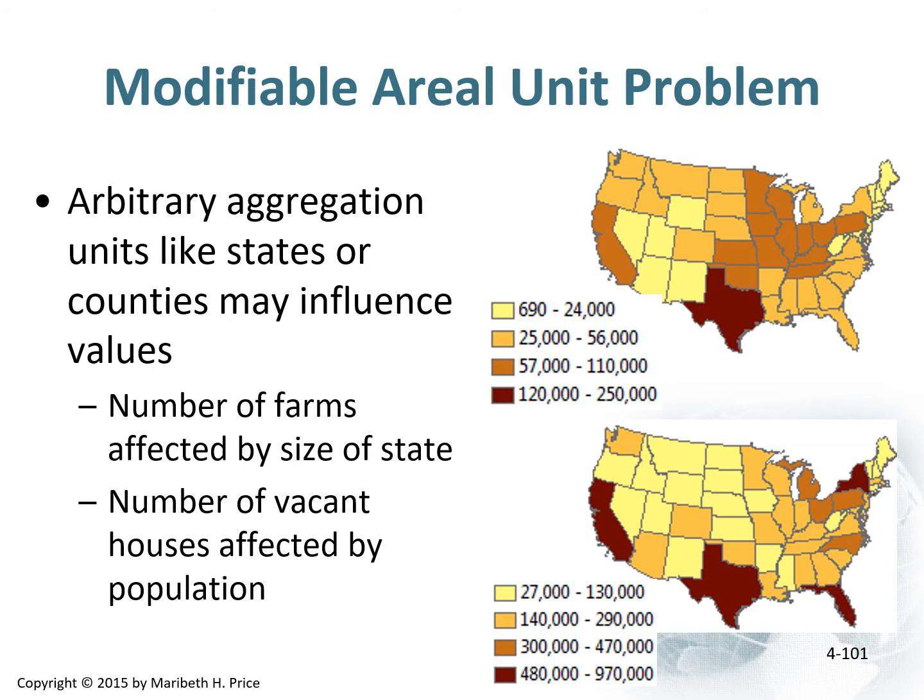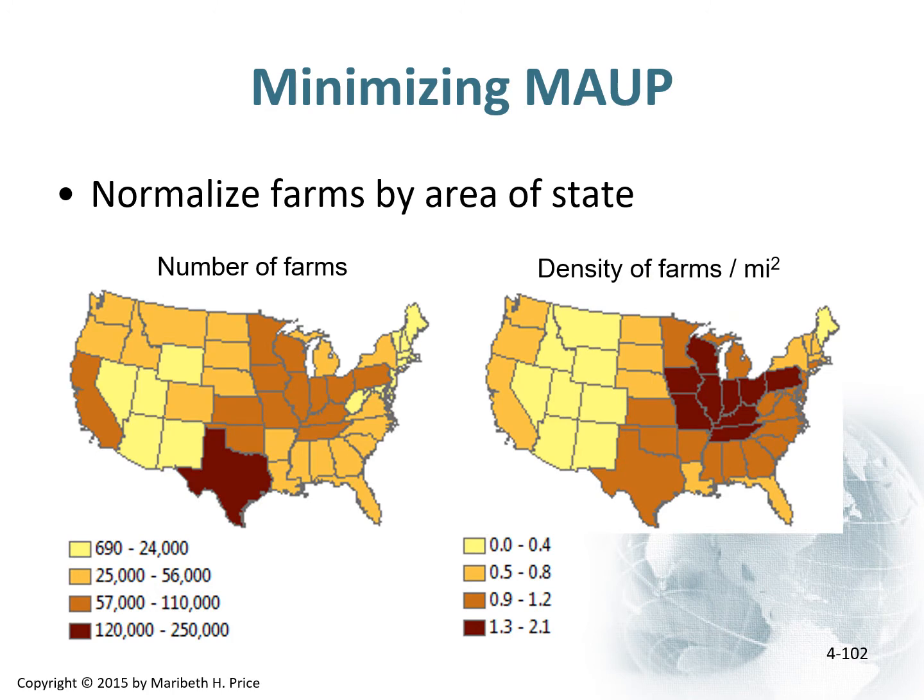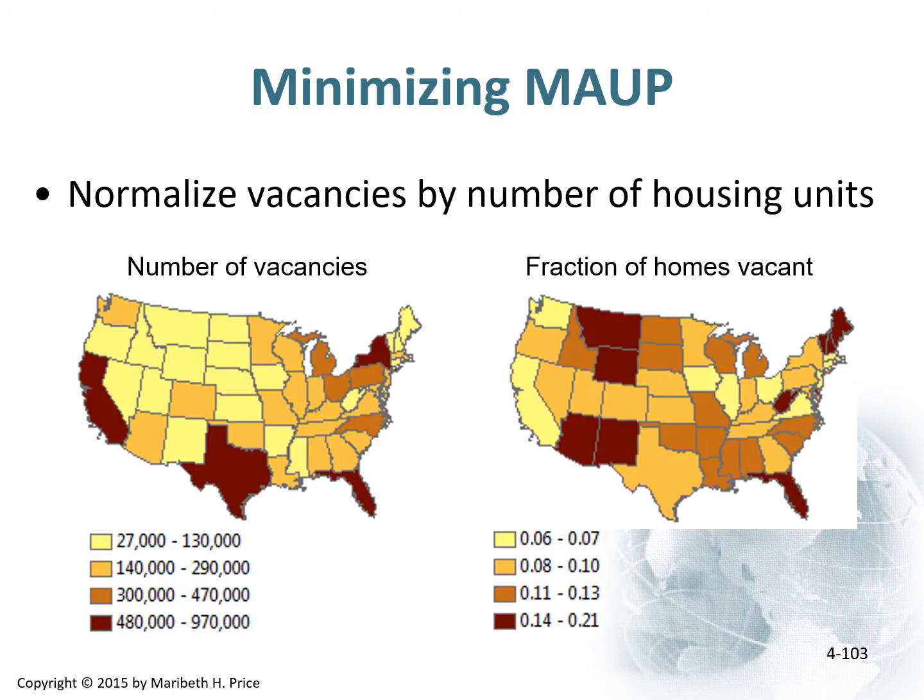Modifiable area unit problem. This happens when you have arbitrary aggregation units like states or counties, and they influence stuff because they make you think, oh, this must be important because it's big or because it's dark. Or maybe the fact that the state's big means that when you're looking at things like the number of farms, it just looks like it's got a lot of farms. But it really has a lot of farms because it's a really big area. And so that's what modifiable area unit is. It's these artificial boundaries impacting the analysis. How do we minimize it? We normalize stuff.